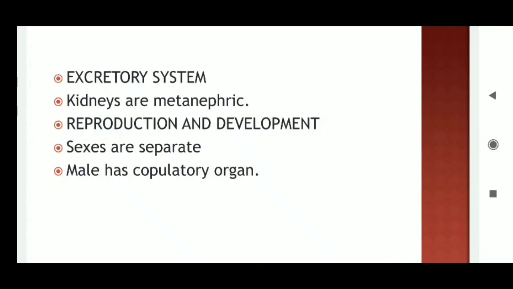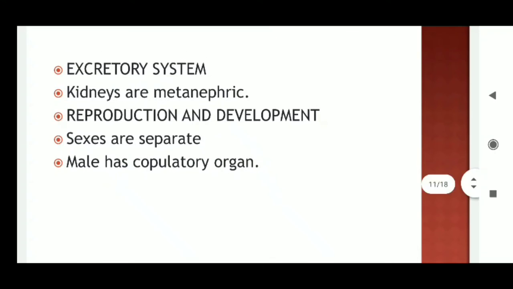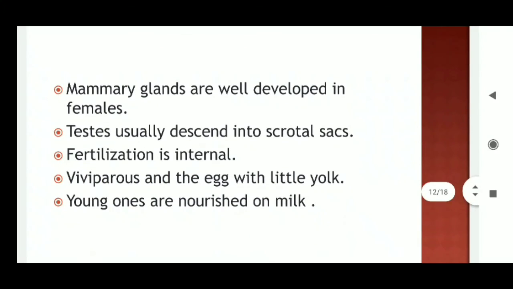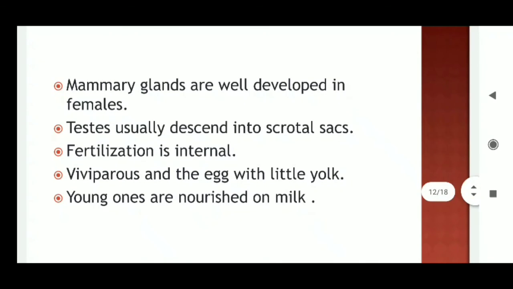Reproduction and development: sexes are separate, male and female. The male has copulatory organs, and the female possesses mammary glands developed to feed their young ones. Testes usually descend into the scrotal sac. Fertilization takes place internally. Most are viviparous, though some mammals lay eggs with little yolk. The majority of mammals give birth to young ones, which are nourished through milk from their mammary glands.